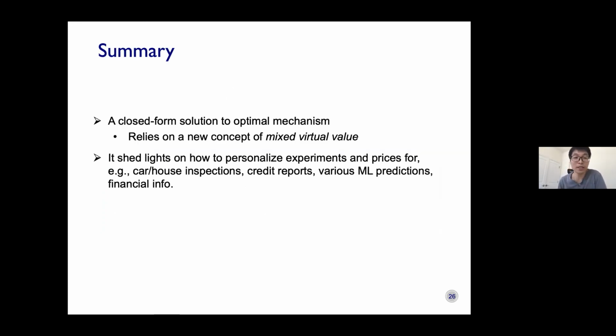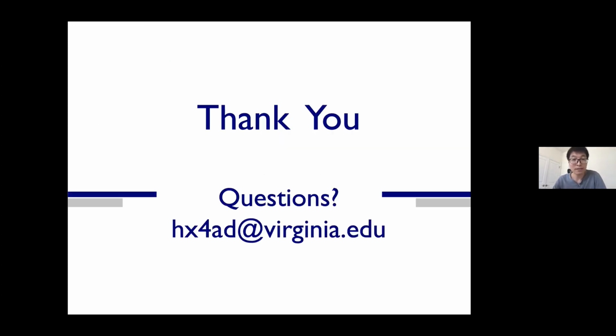I think that's pretty much it. The summary is that we give a closed form solution to the optimal mechanism for this particular problem. The optimal solution relies on a new concept of mixed virtual value. We also believe that the result might shed light on how you can personalize experiments and prices for various information selling problems, like car inspections, house inspections, credit reports, or maybe you can sell your machine learning prediction results and things like that. And that's it for the talk.